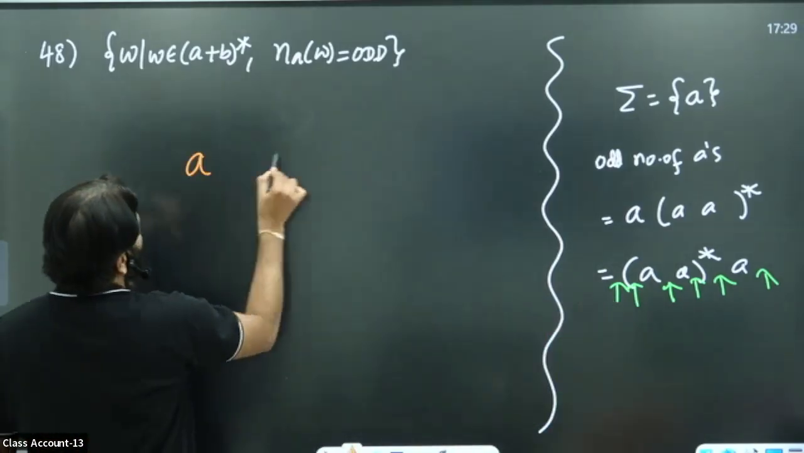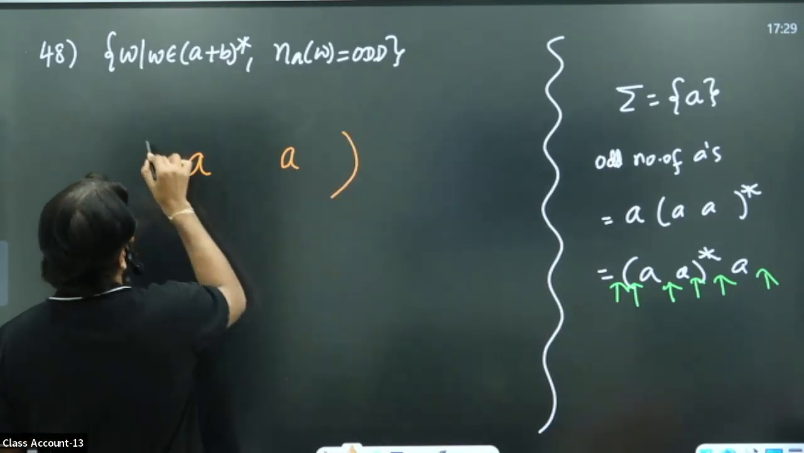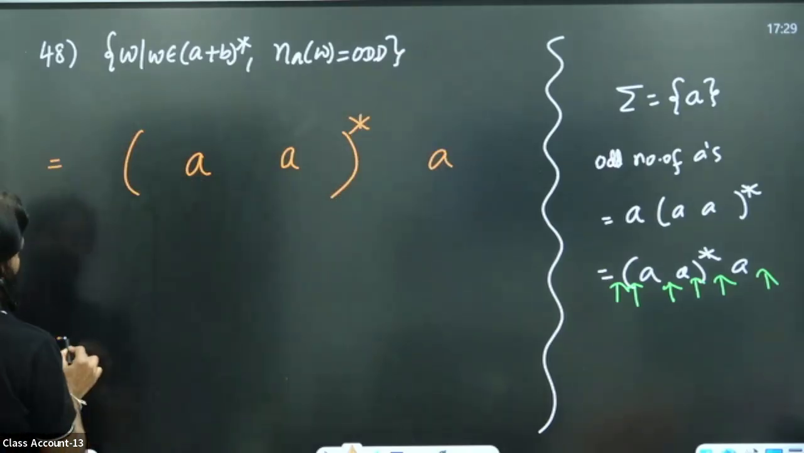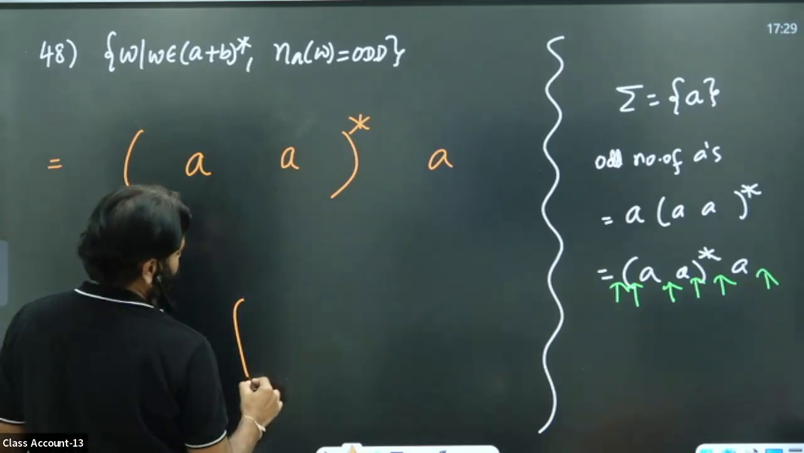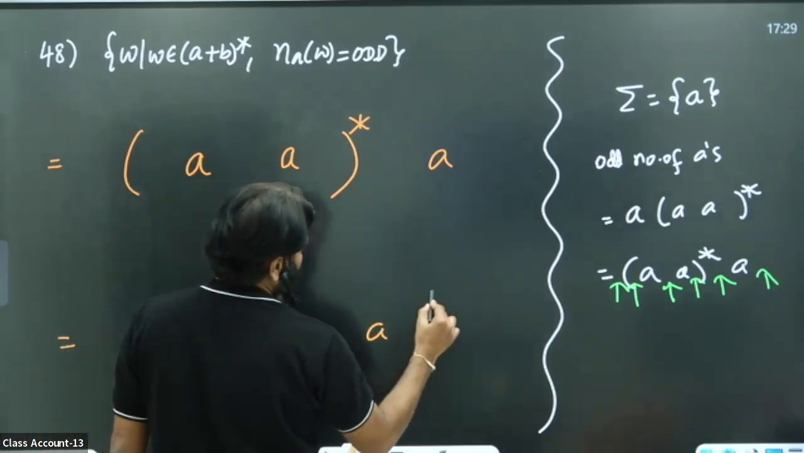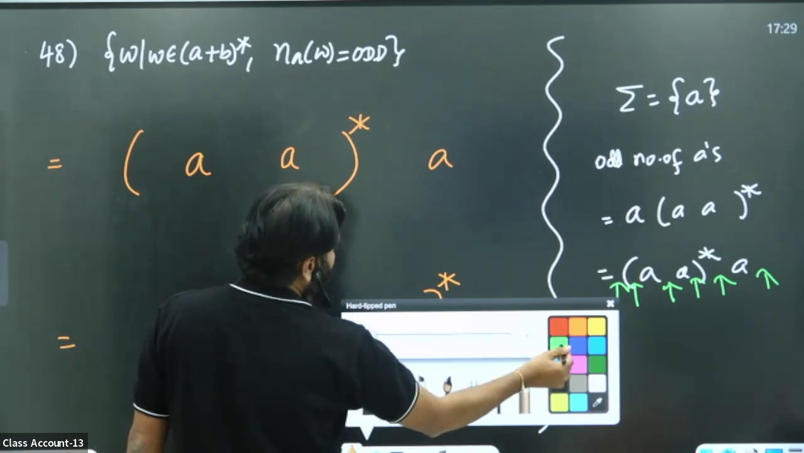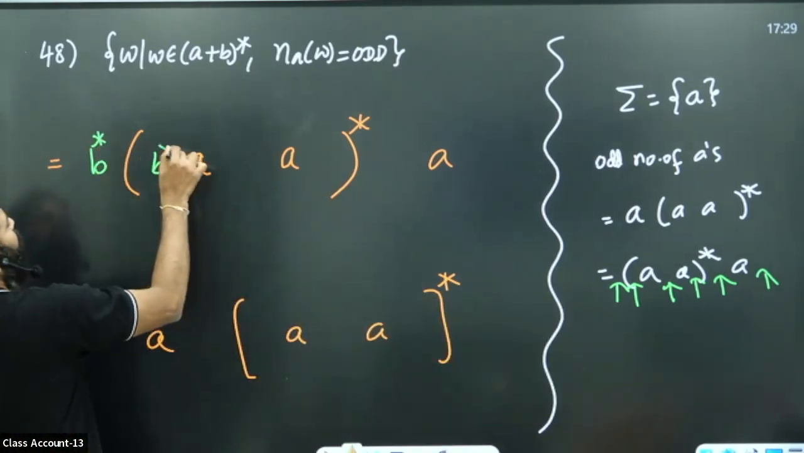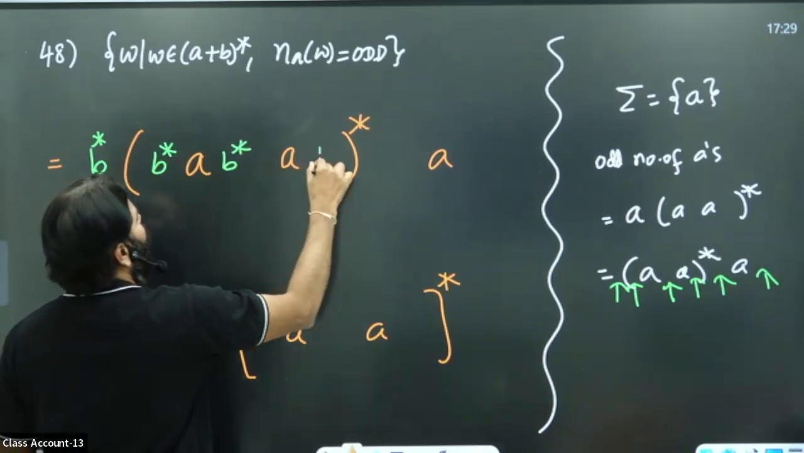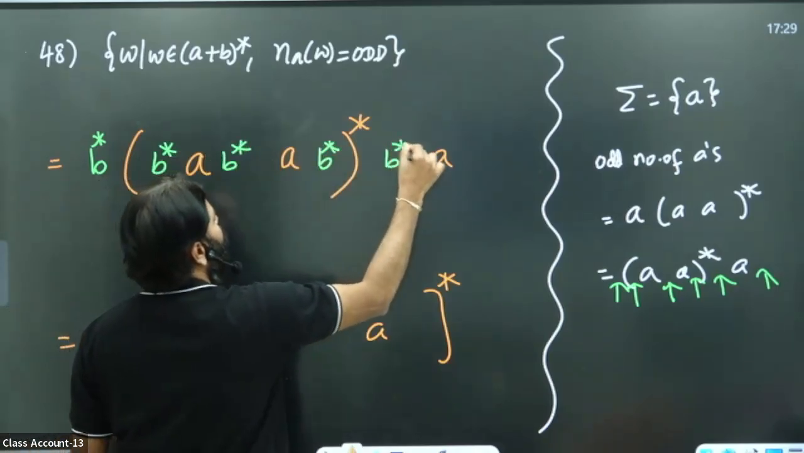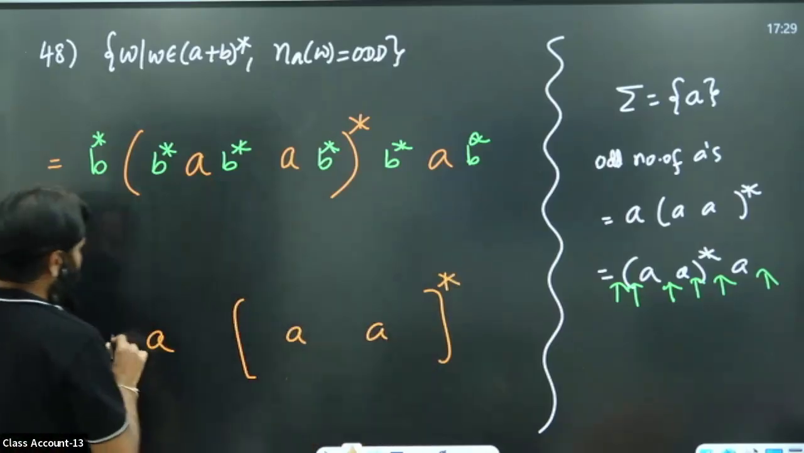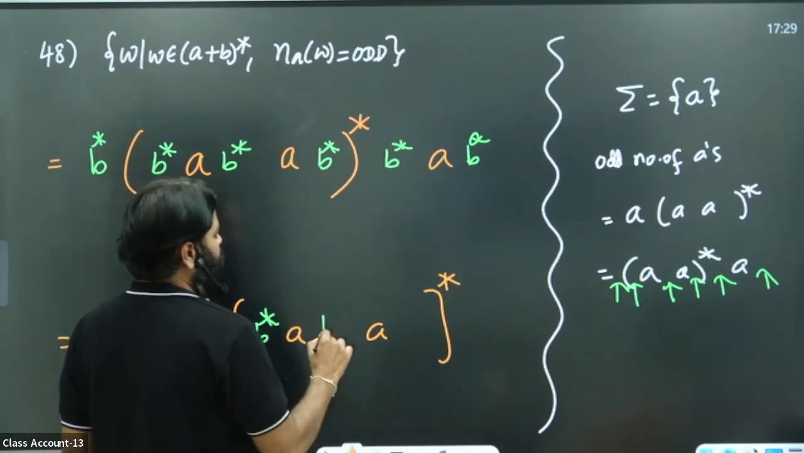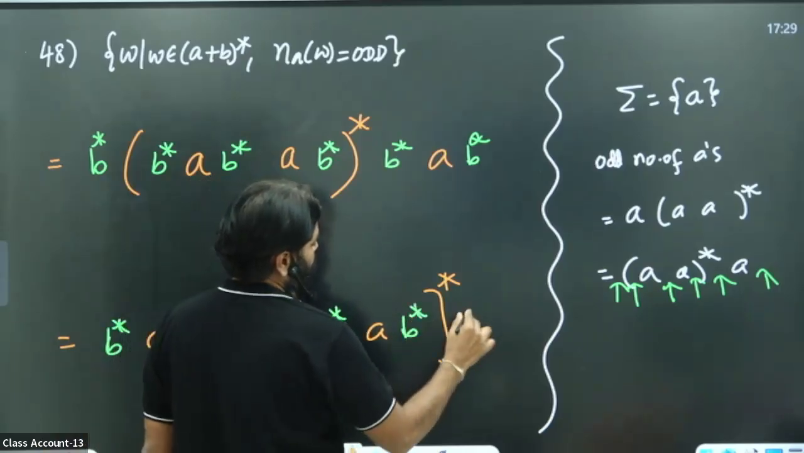If you have A's, either you can write A here. Now where do you keep the B's? B star, everywhere, wherever you have the space. Like similarly here. This can guarantee odd number of A's, including any number of B's.